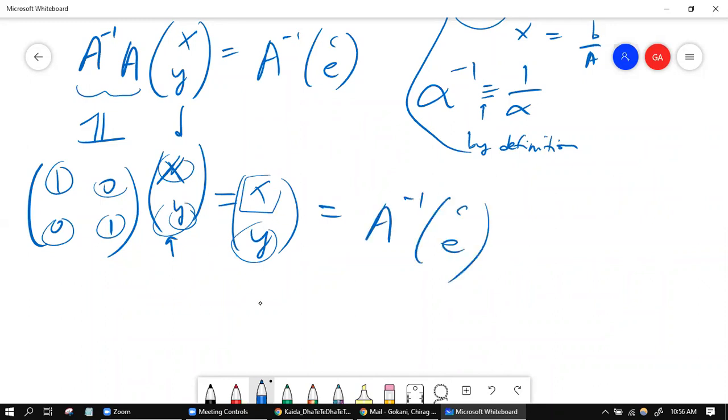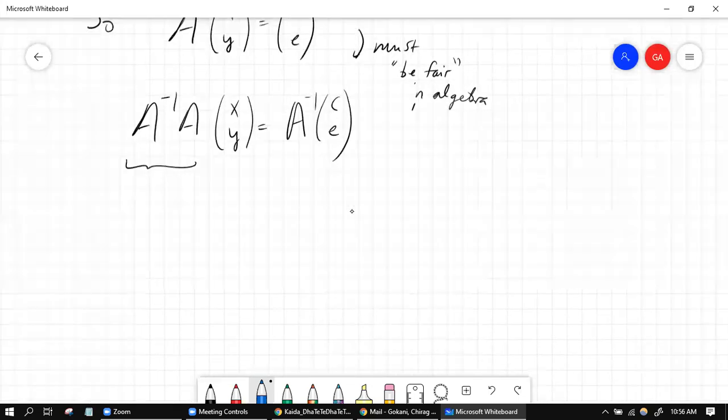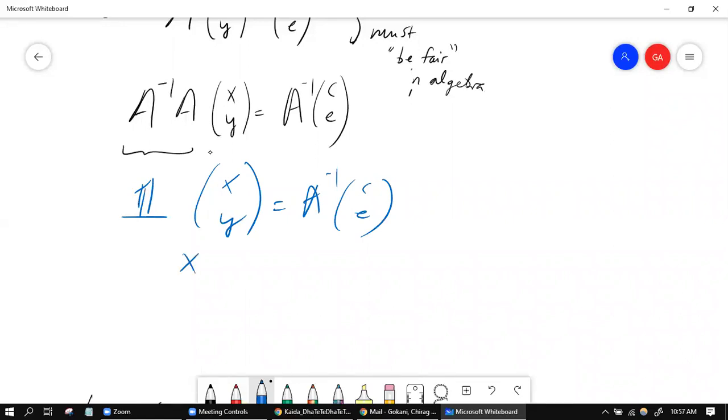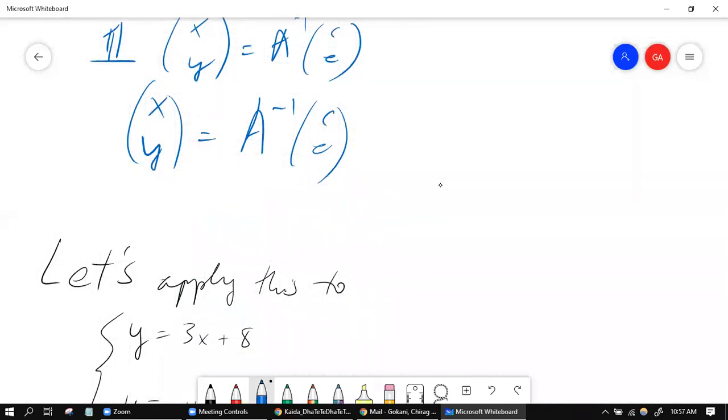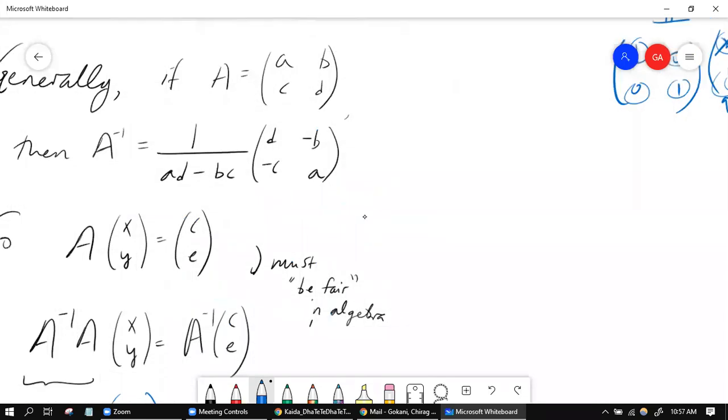That's all I'm saying. Make sense? Yes. Great. Okay, so now what is the inverse? That's the question, right? We said that A inverse times A is just the identity matrix, 1 times XY, and this is A inverse times CE. The identity matrix times XY is XY, and this is your solution. So what is this? If we know this, we're done. It turns out that the inverse is given by this expression right here.